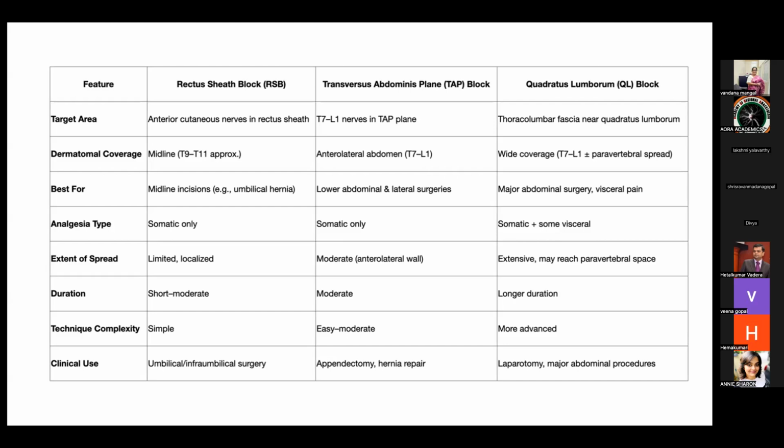The main difference is that with the quadratus lumborum, some somatic and some visceral components will also be involved, and it has a wider coverage, and there can be some amount of paravertebral spread there, according to various studies. Whereas the rectus sheath block we predominantly use for a midline incision, and for anterolateral abdominal surgery, that is your lower abdominal and lateral surgeries, we will use the TAP block.